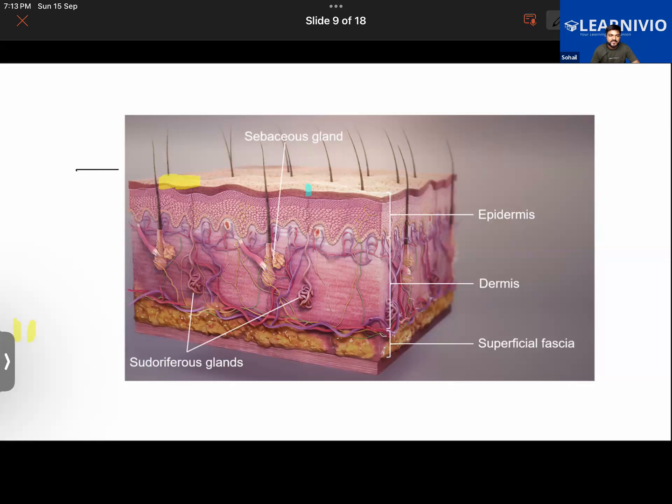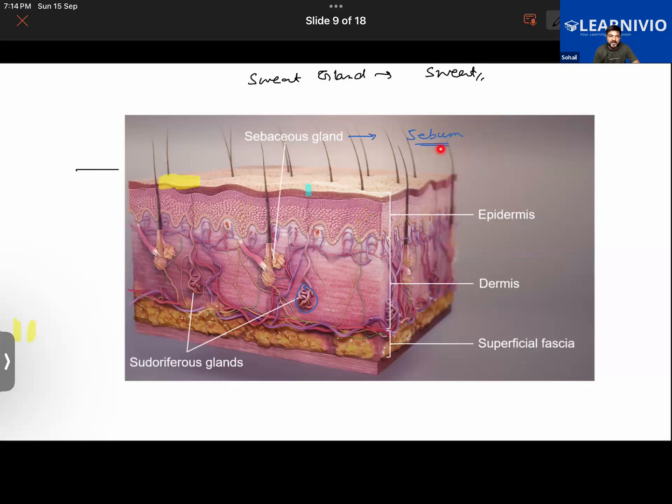Also, that oily substance that is secreted, many of you would be aware that the sebaceous gland secretes an oily substance called sebum. That is sebum. The sweat gland that you see over here secretes sweat, which is the waste produced in our skin's cells.